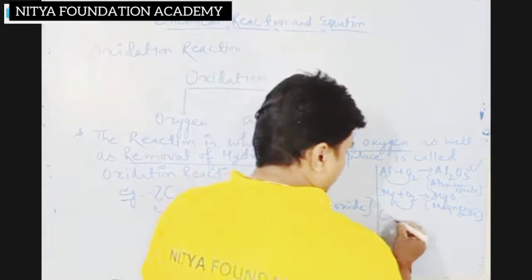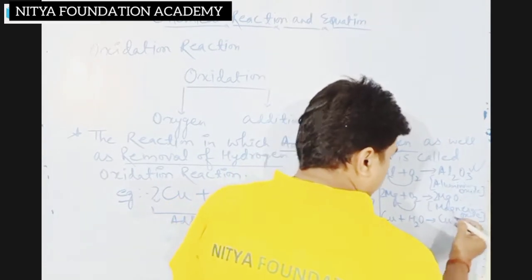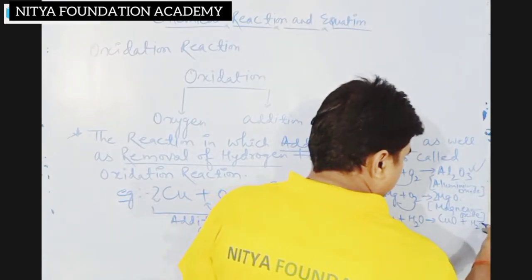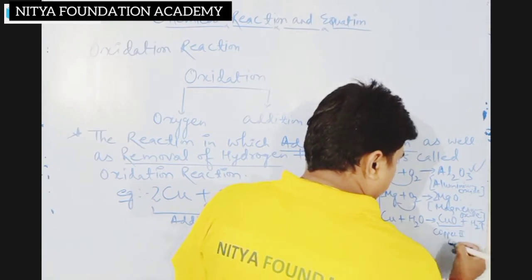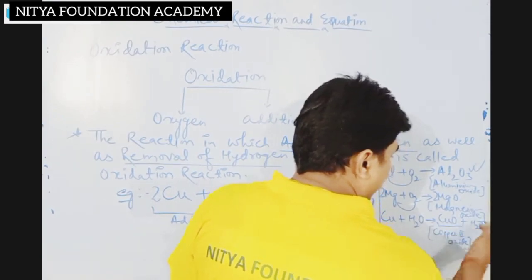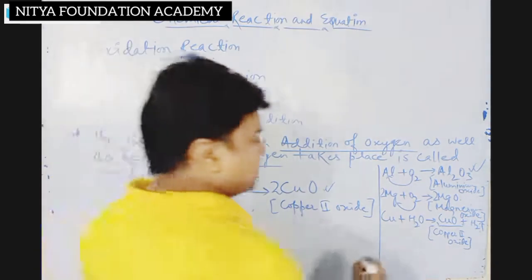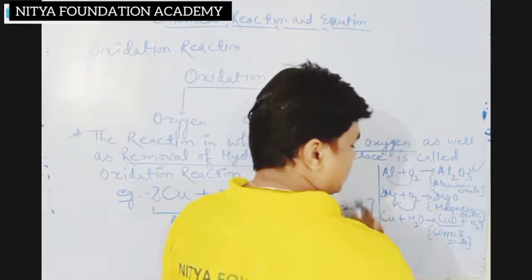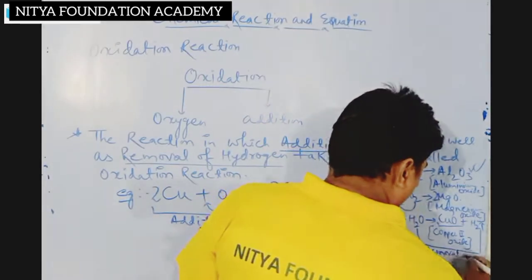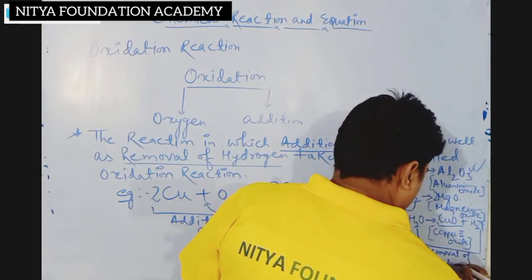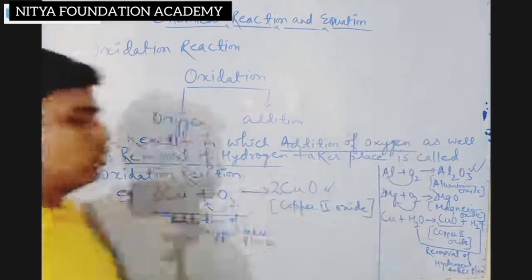So you know very well that when any metal reacts with water, it forms metal oxide plus hydrogen gas. Okay, and this we call copper 2 oxide, and this is the removal of hydrogen. So this reaction is also one of the common examples of oxidation reaction where the removal of hydrogen takes place.